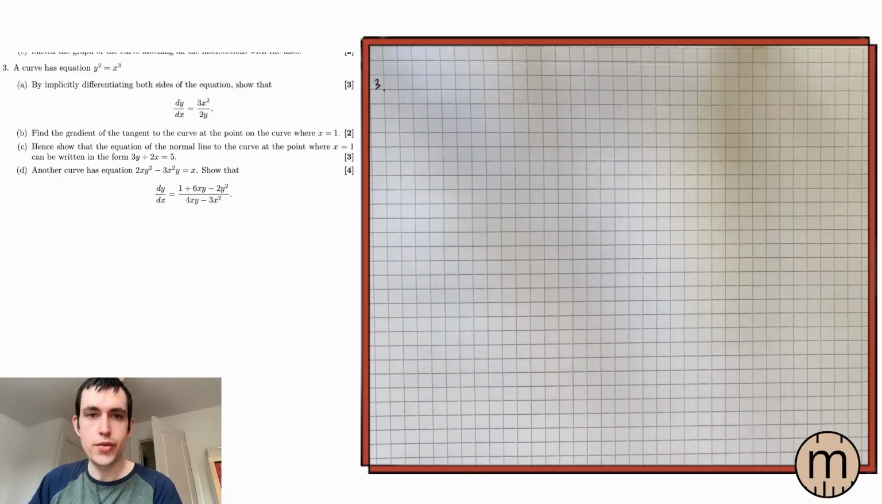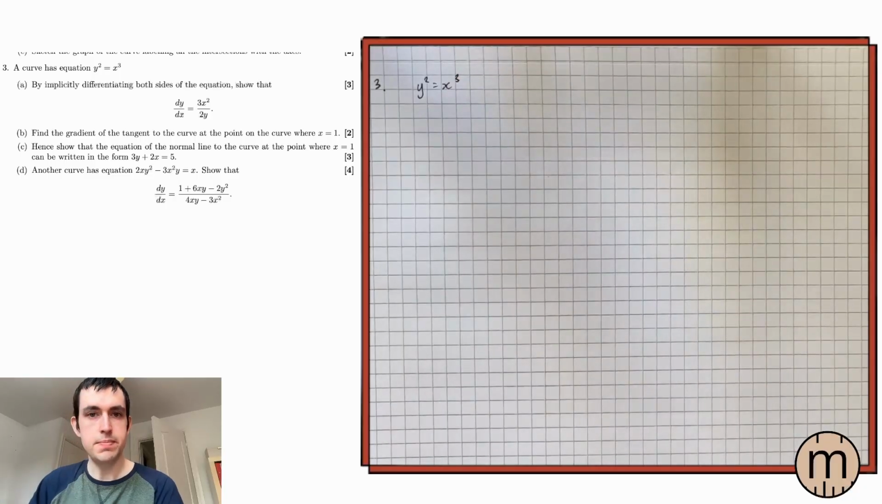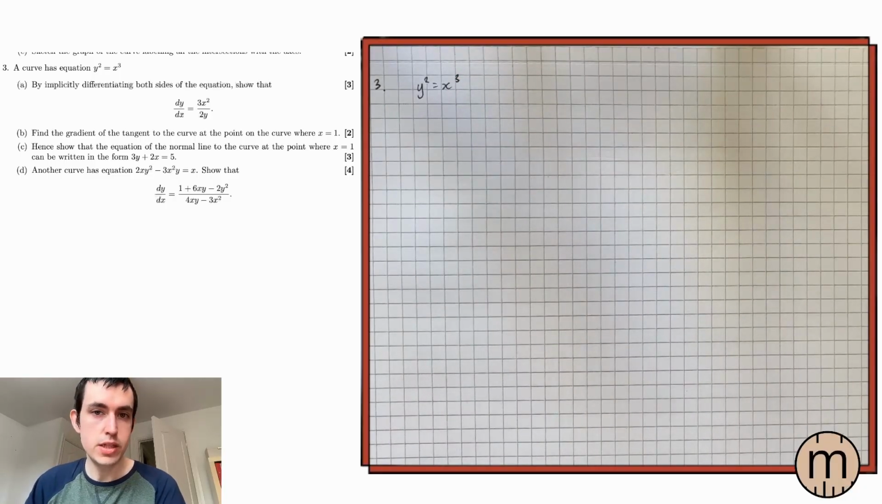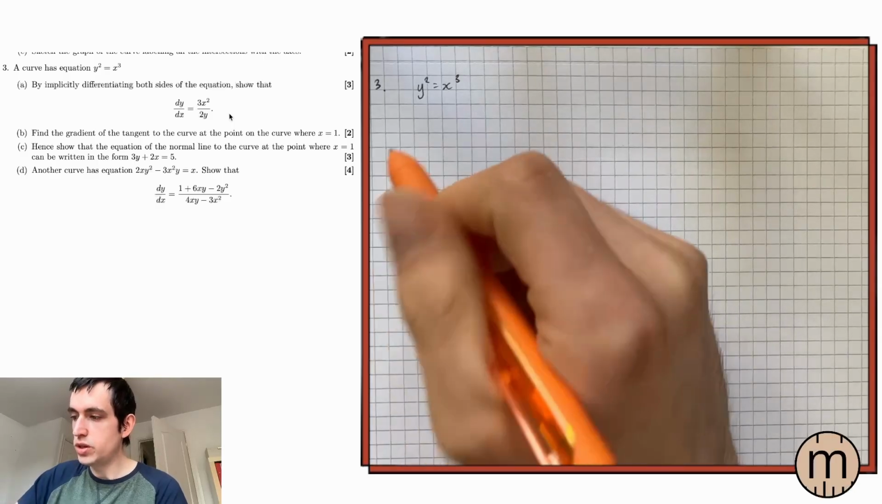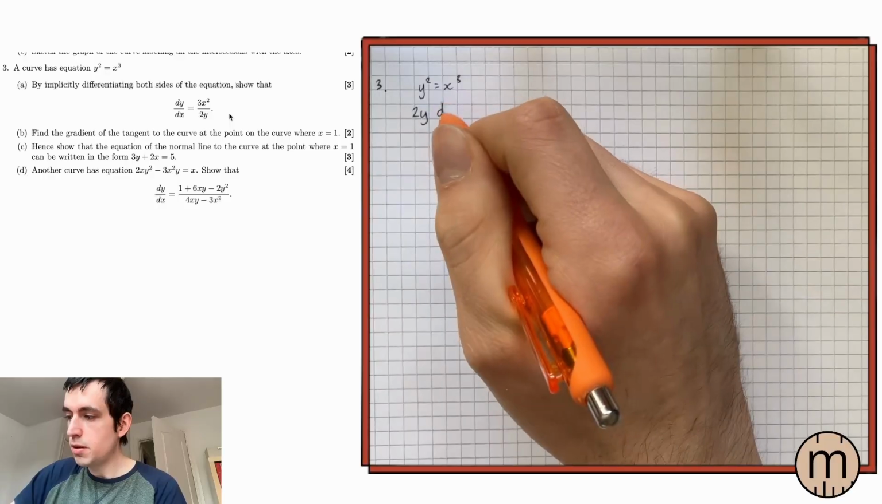Okie doke, question 3. A curve has equation y squared equals x cubed. I'm going to write that down because I can. By implicitly differentiating both sides of the equation, show that the derivative is 3x squared over 2y. In order to implicitly differentiate, that means we just differentiate as if it were x, and then we pop dy dx on the end.